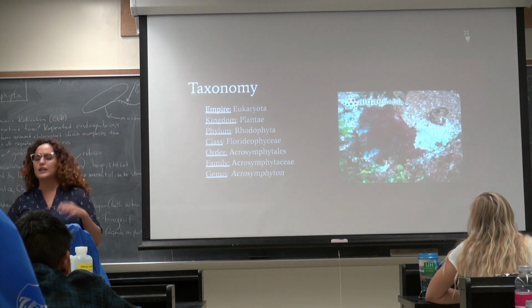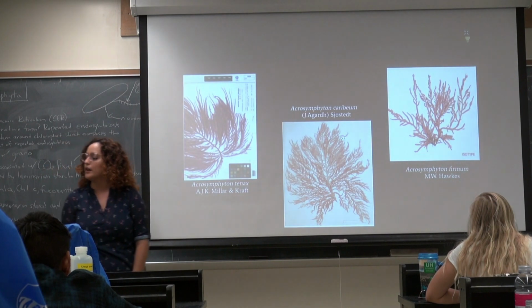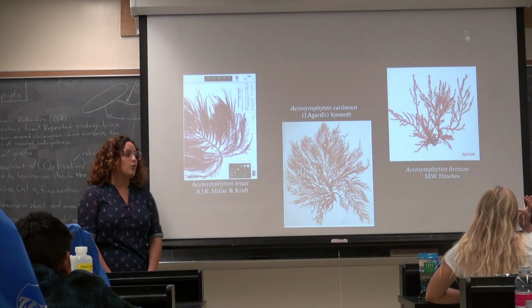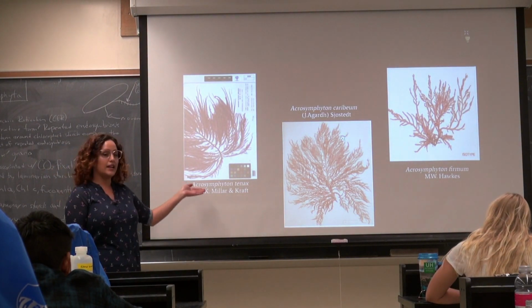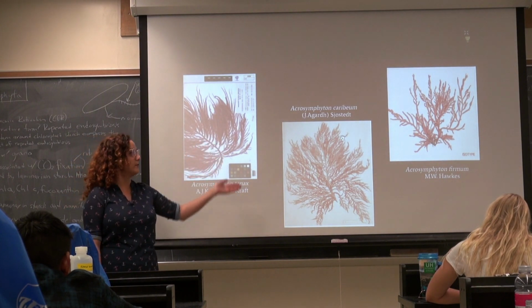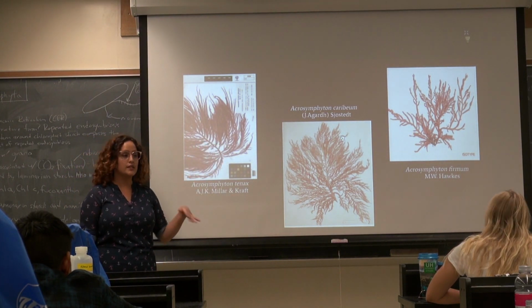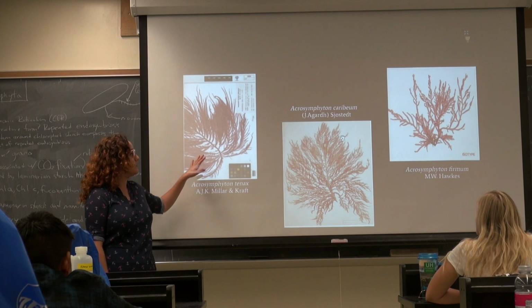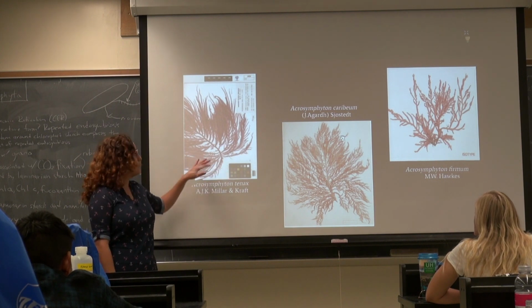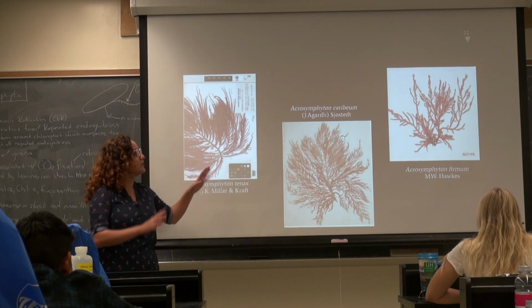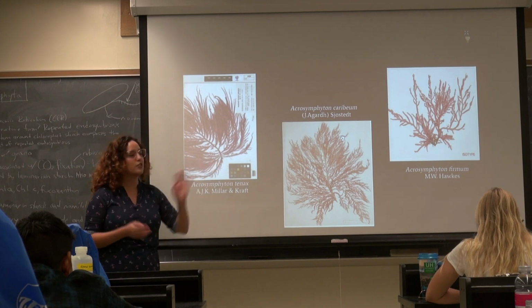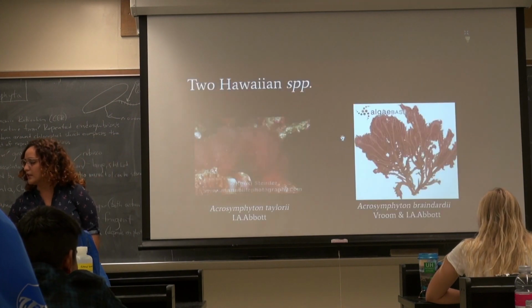There are a total of 6 species within the genus Acrosymphyton, one of them being Acrosymphyton tenax, Caribium, and Firmum. As you can see from these presses, they are completely different in structure. Some of them appear more feather-like, some of them are a little more webby, and some of them are a little more branchy and sharp.